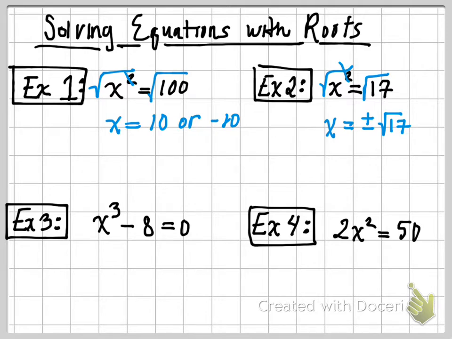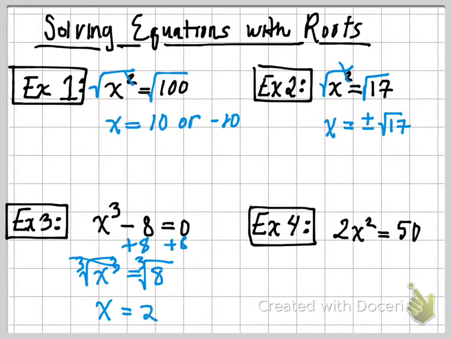In example 3, I have x to the third minus 8 is equal to 0. Now, one thought is you could factor this as the difference of two cubes, but if you didn't want to do that, you could also solve this using roots. You want to move the 8 over to the other side, so you could add 8 to both sides. You want to get the x cubed by itself. So then I have x cubed is equal to 8. If I cube root both sides now, a cube root would cancel out the cube, and I have x is equal to, the cube root of 8 is 2. And I get my solution.